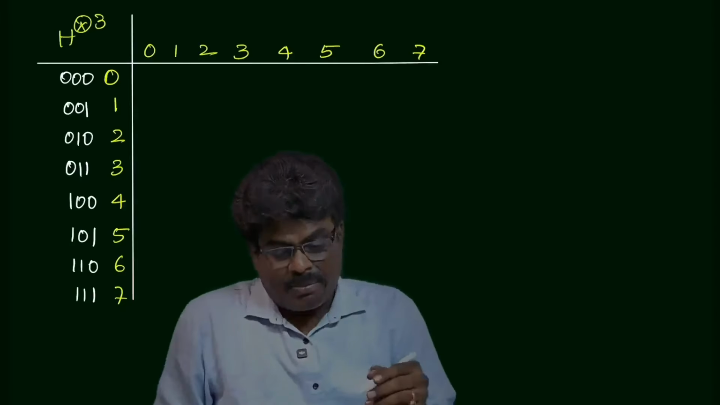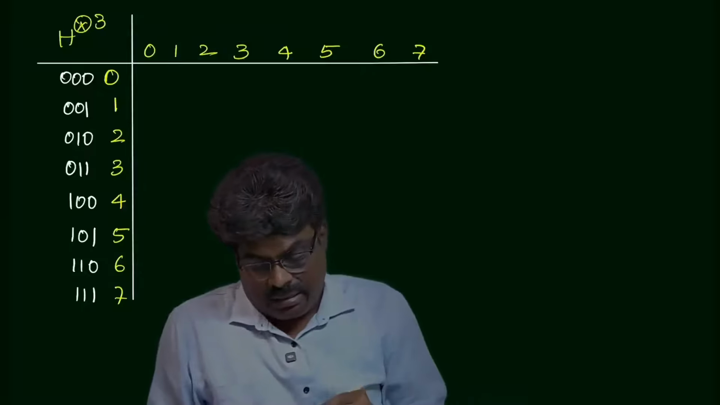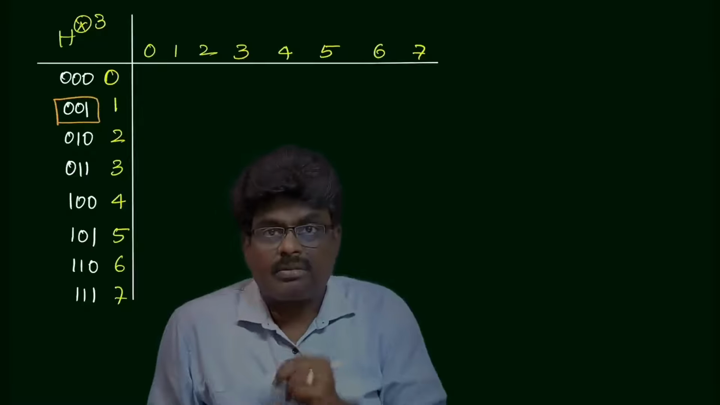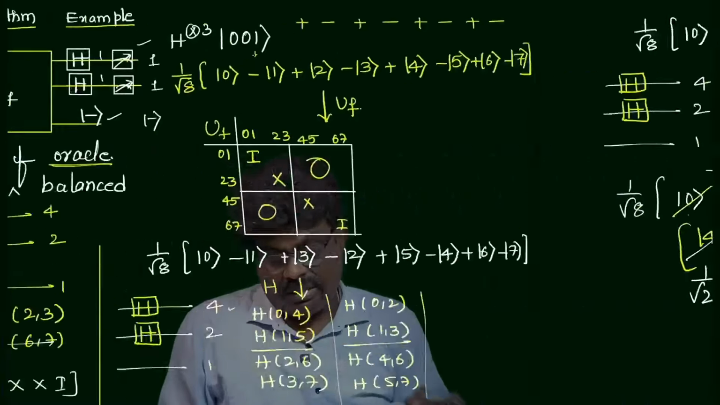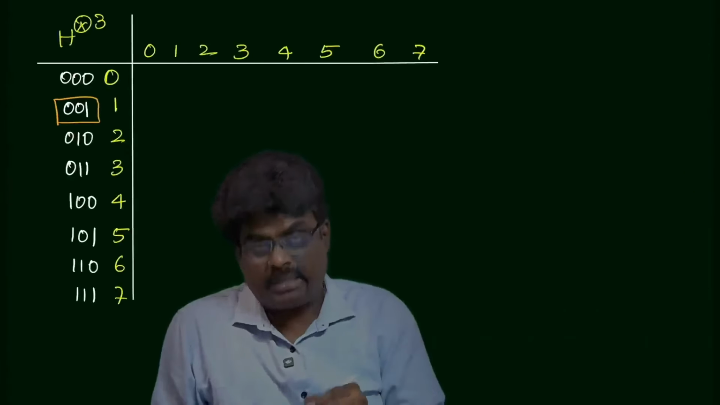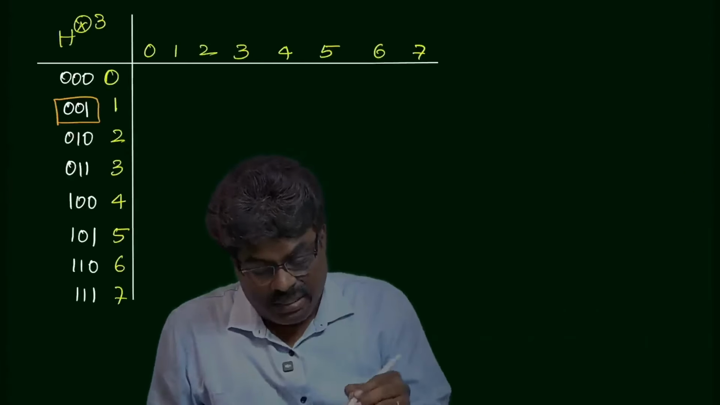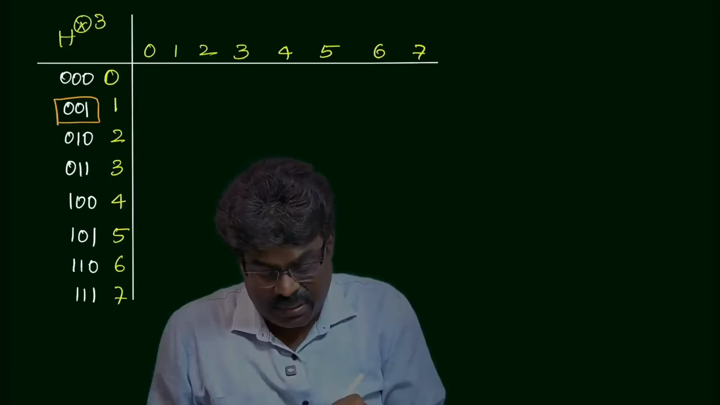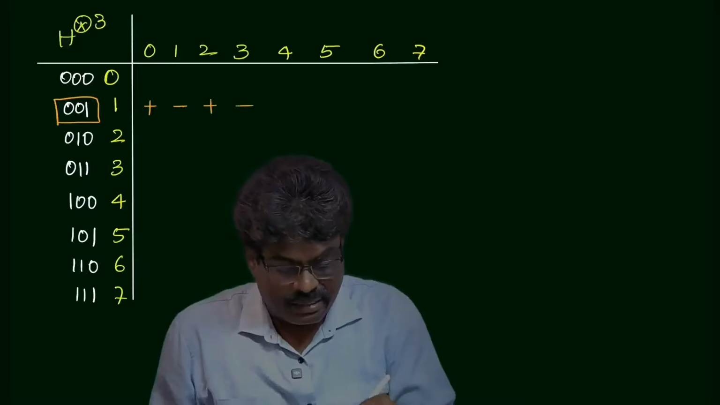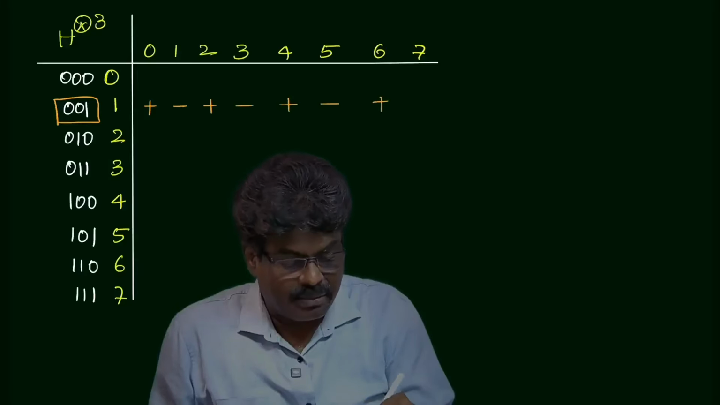I hope you remember this table. So here we have 0, 0, 1, this one. If you observe carefully, 0, 0, 1. I always take that bottom one as LSB. So for this, what are the sign conventions? First one is 1, that's why plus minus. Next 0 repeated, plus minus. Again 0 repeated, plus minus.